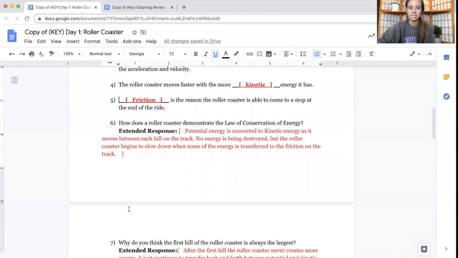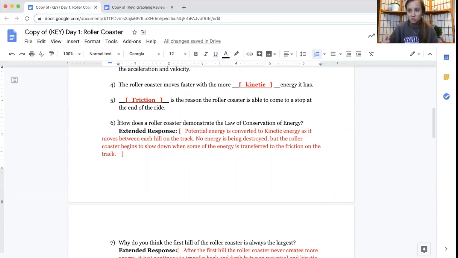Number 6, so we're getting into the extended response here. How does a roller coaster demonstrate the law of conservation of energy? So that's just stating that energy can't be created or destroyed. It just changes forms. So potential energy is converted to kinetic energy as it moves between each hill on the track. So it's that constant transfer of energy into different forms. No energy is being destroyed, but the roller coaster begins to slow down when some of the energy is transferred into the friction on the track.